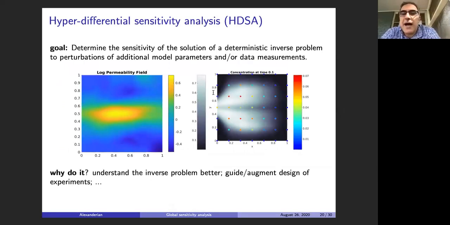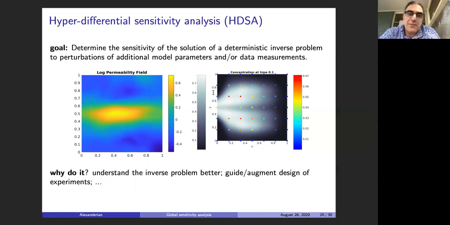We call this hyper-differential sensitivity analysis. And why hyper? You can think of this as sensitivity analysis with respect to hyperparameters. So what is the goal? Determine the sensitivity of the solution of a deterministic inverse problem to perturbations of additional model parameters or data measurements. So what are the additional model parameters?